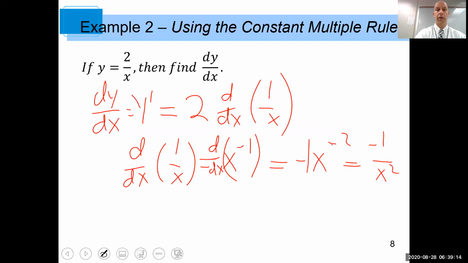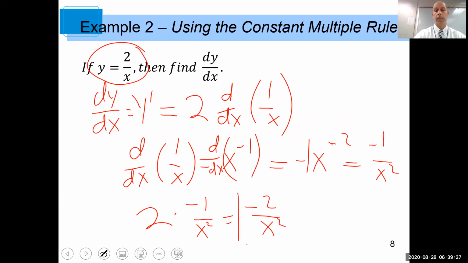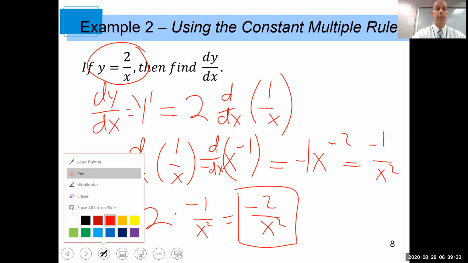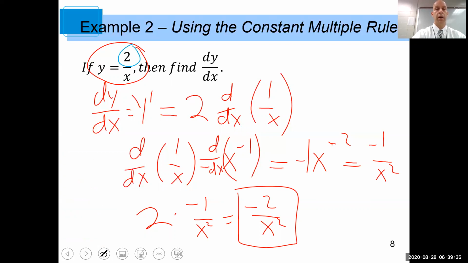Now our final answer to our original problem is going to be 2 times whatever that is. And so our final answer is going to be negative 2 over x squared. So what I'm telling you by this constant multiplier rule is that this 2 on the top, you can kind of disregard that 2 and just multiply it at the end.